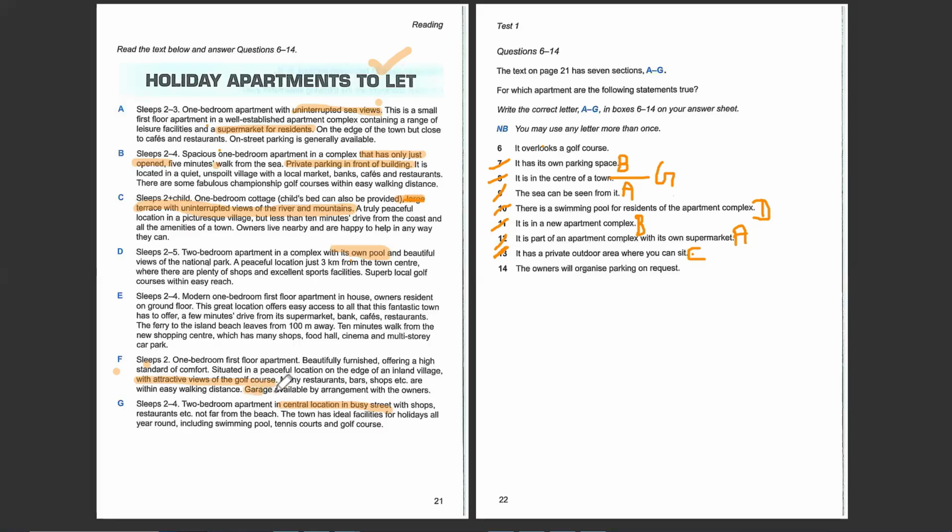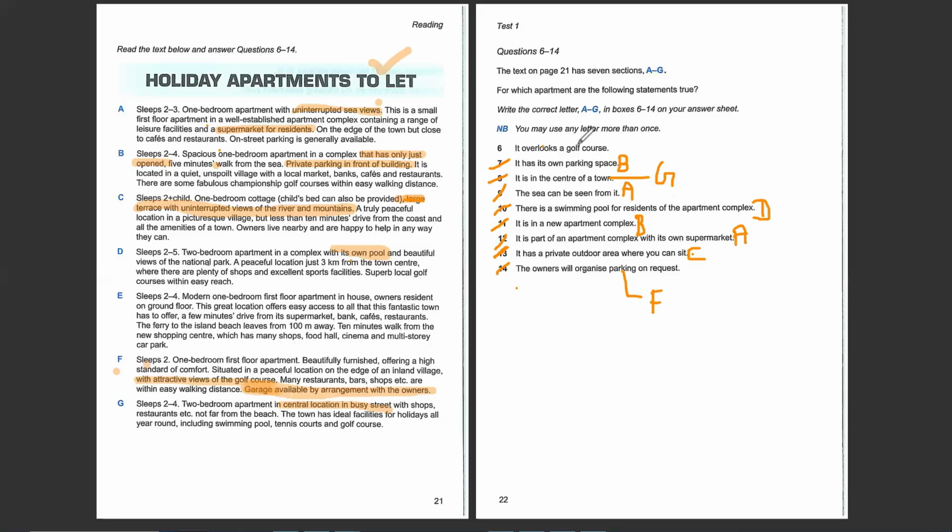The garage is available by arrangement with owners. And then what about this one? The owners will organize parking on request. Garage available by arrangement with owners is the clearest synonym or paraphrasing. So F will go for 14.